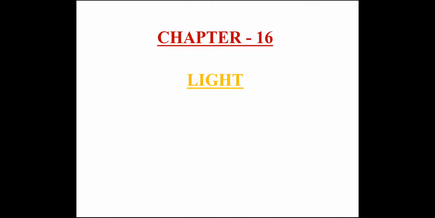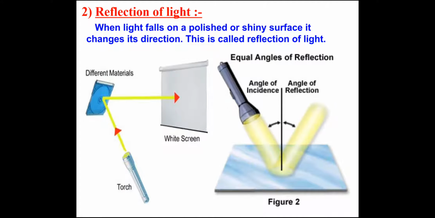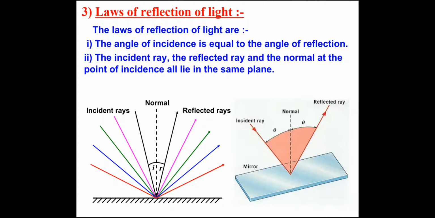This is chapter 16, Light, from class 8th, and in the previous part 1 you have learnt about what makes things visible. So here the light helps us to see all the objects. Everything is given here in the slide, and the next part is covered, that is reflection of light and laws of reflection of light.